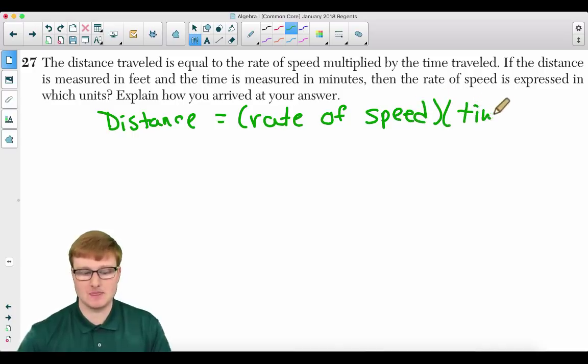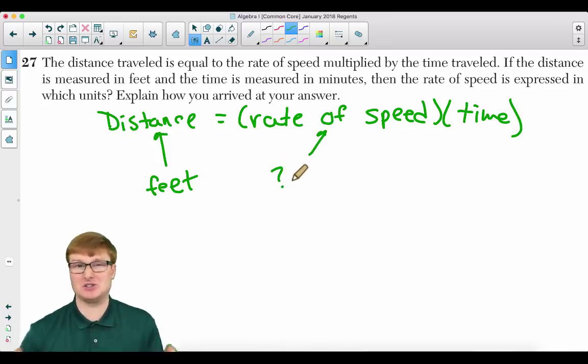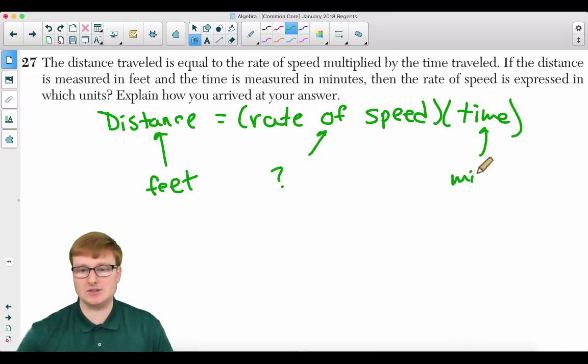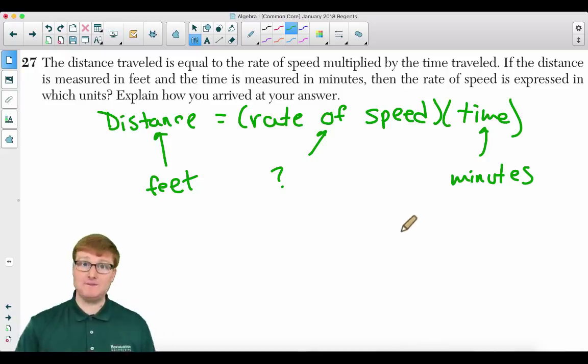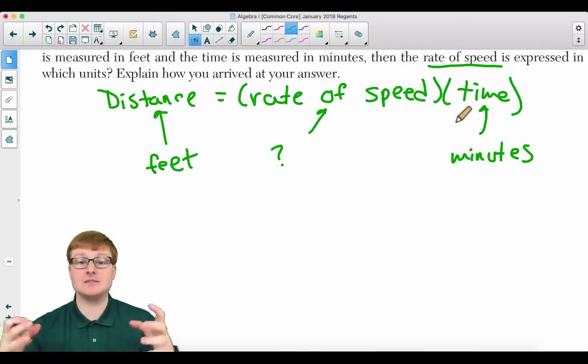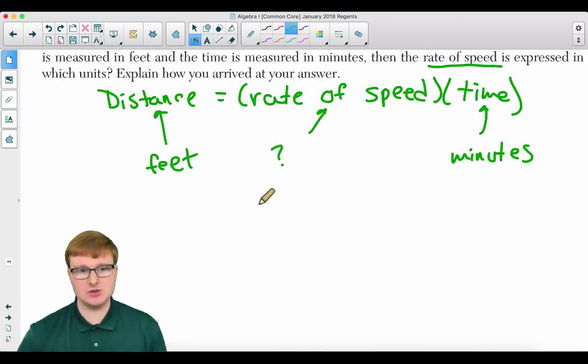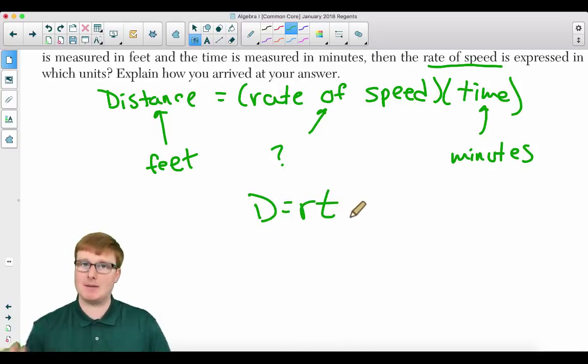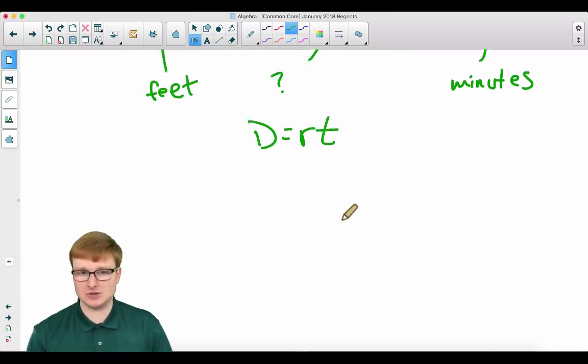times the time. Now, we know that the distance is in feet. We don't know what the rate of speed is. It could be miles, kilometers, we don't know. And the time is in minutes. But the rate of speed is actually what we're trying to find. It says, then the rate of speed is expressed in which units? Well, in more condensed letters, this is really saying d is equal to rate times time. That's distance equals rate times time. That's a very popular formula, not on the Regents exams, but especially on the SAT exams. They use distance equals rate times time a lot.